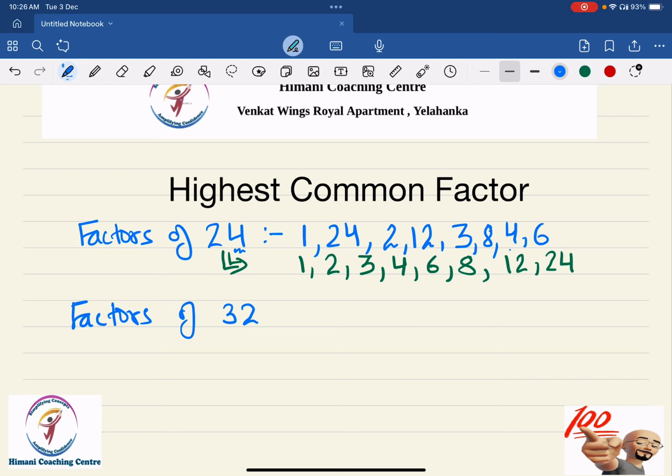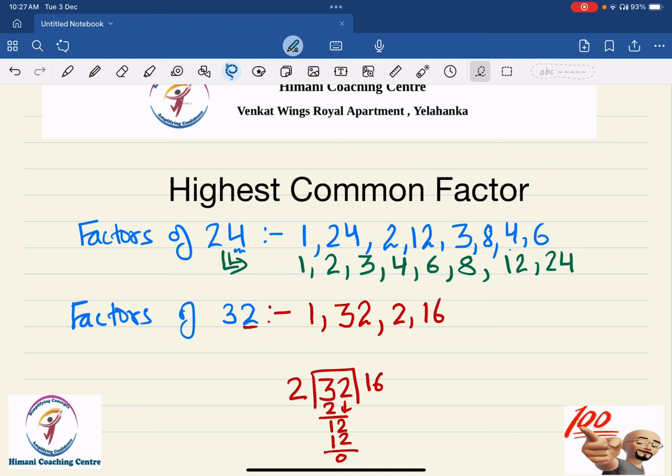Now let us find factors of 32. We will use the same method. 1 is a factor of every number, so we write 1. And the number itself is a factor of itself, so 32 is also a factor. Since the unit digit is 2, 32 is divisible by 2. Let us divide. 2 ones are 2, 3 minus 2, 1, and then you bring down this 2, and 2 sixes are 12. So that means 2 and 16 are factors of 32.